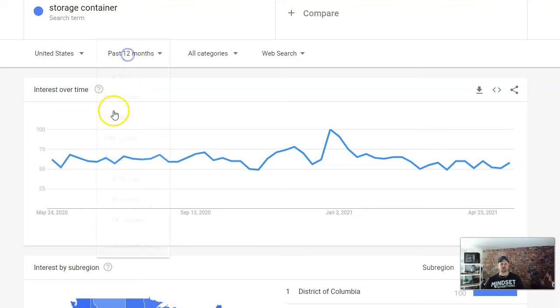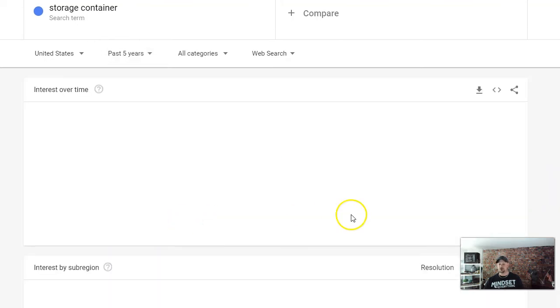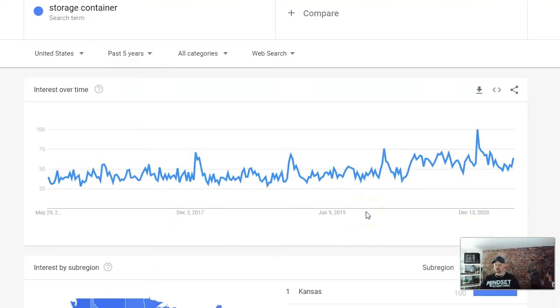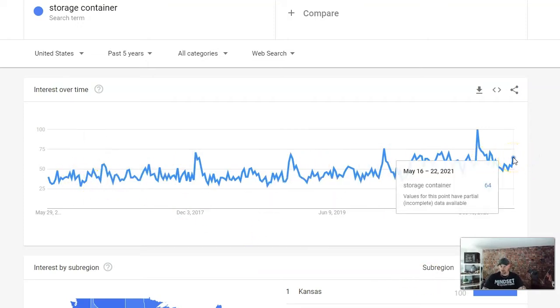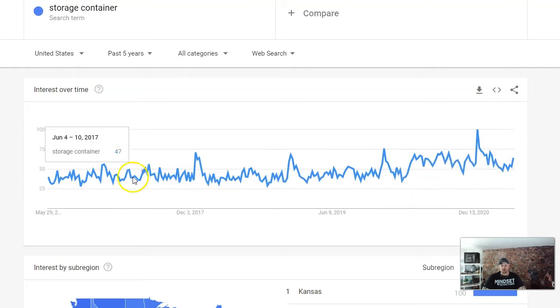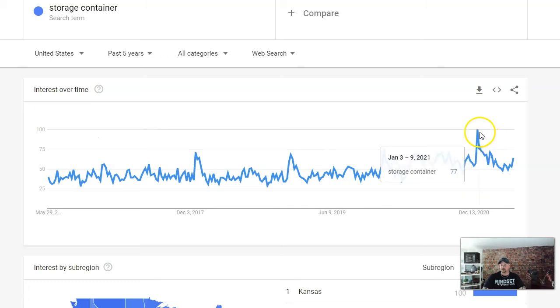It's going to show you a 12-month chart. I like to zoom out to like the 5-year chart. It'll show you more of like, is it trending up? Is it trending down? So you can see on this chart, it's trending slightly up. If you come over here, you can see it's got 64 searches, opposed to back here, you're at 30s, 33, 39. Right here it peaked. You can see in December.